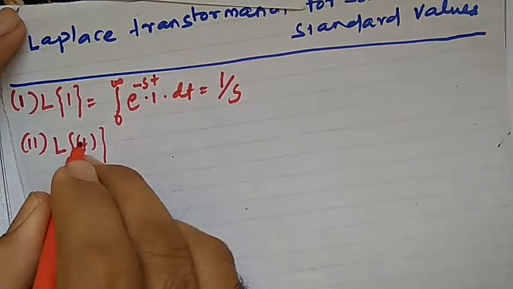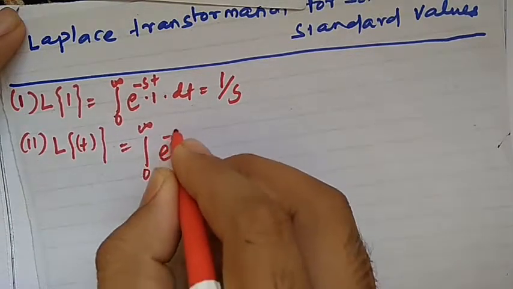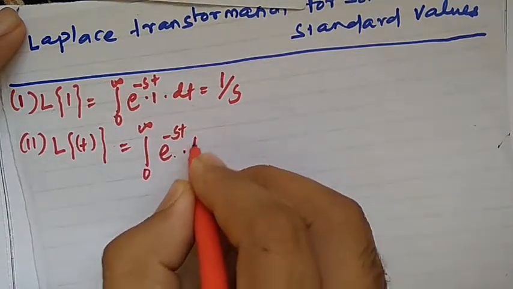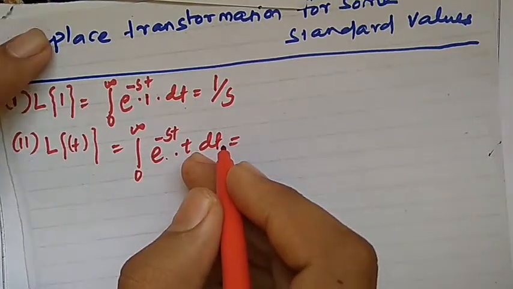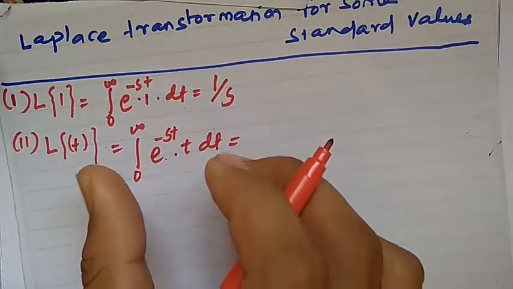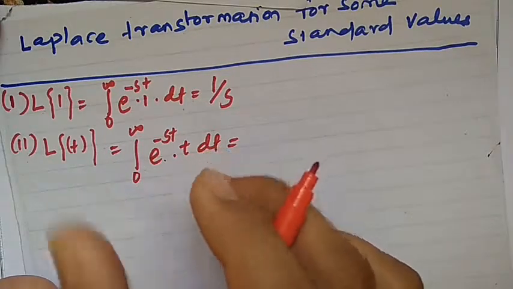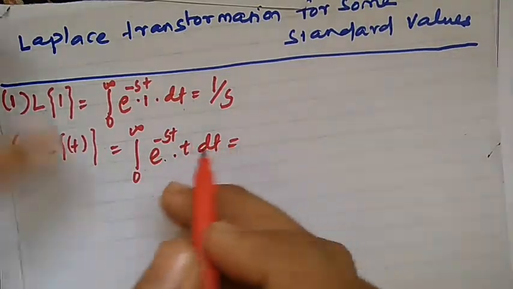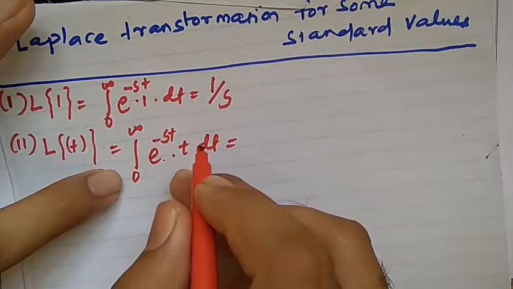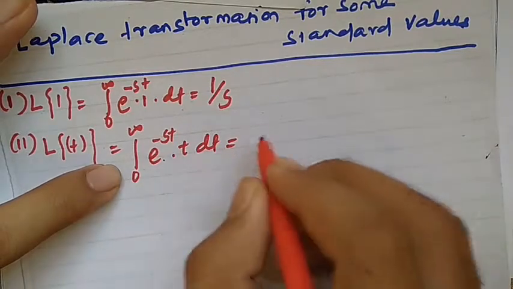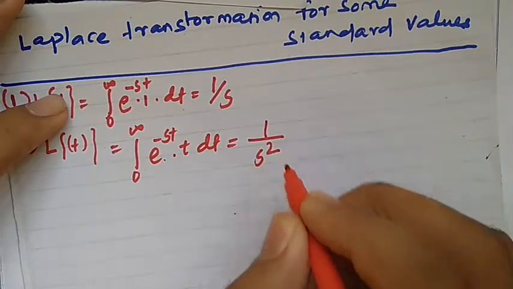the Laplace transformation of t, the variable itself. This will be the integral from 0 to infinity of e to the power minus st into t dt. This is a very easy integration. I hope you all have done definite integration in +2, so I'm just skipping this. By putting in the values, it will be 1 by s square.